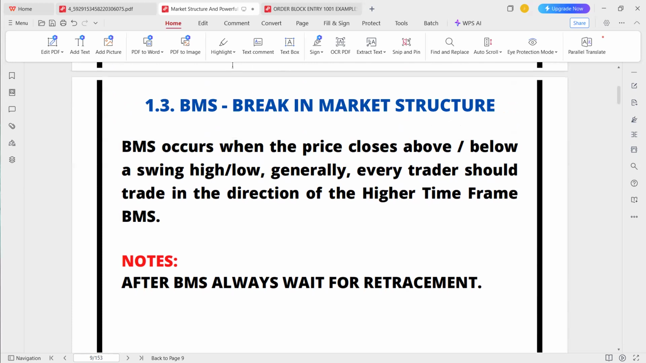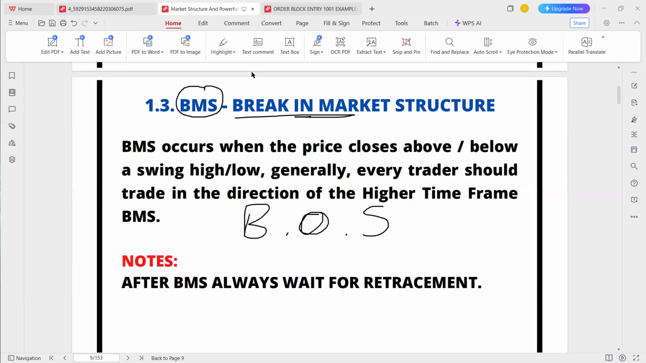Sometimes you might see other traders use this BMS as a B or S, which is a break of market structure. This author just refers to it as a break in market structure. So please do not get these terms confused. Each trader, depending on how we learned and the books we read, some books come with different terminologies, but these terms refer to the same thing. So you might hear me call this break of market structure or break of structure. Just know that it's one and the same thing.